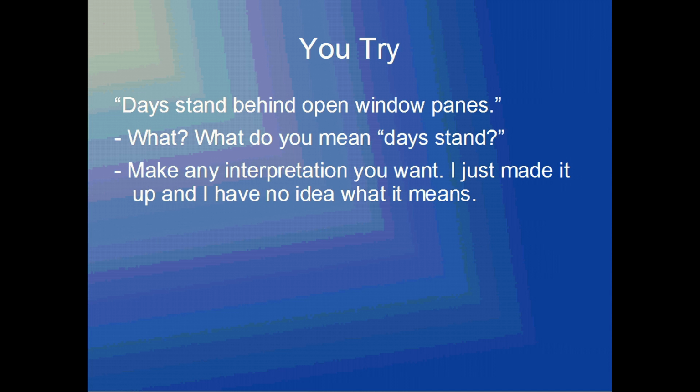Okay, so days stand behind open window panes. I made that metaphor up, and I had no idea what it meant when I said it. I don't know what it means for days to stand, what it means for them to stand behind open window panes. I have no idea what that means literally, so I couldn't tell you what that metaphor means. So this metaphor is meaningless.